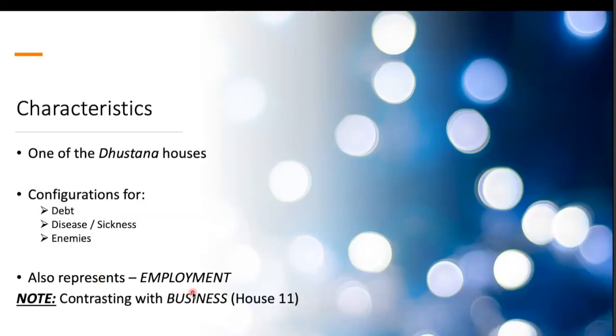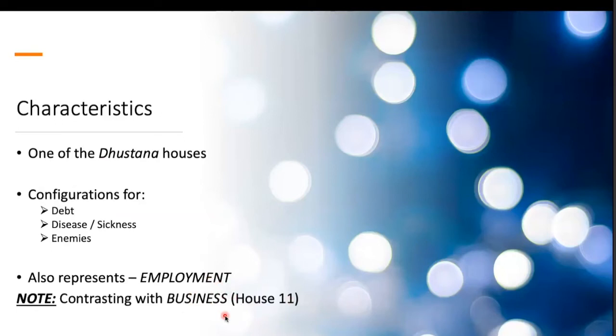Employment per se is represented by the sixth house, meaning that if you have a very good sixth house, you're most likely someone who loves to work instead of someone who's doing business. Contrasting that, the 11th house is the house of business. So either one of these houses, sixth house for employment and work, 11th house for business, is bound to be stronger.